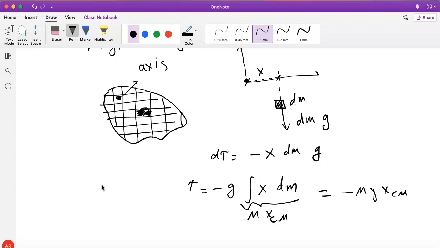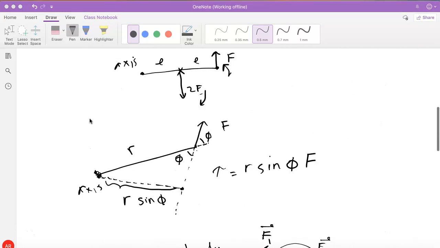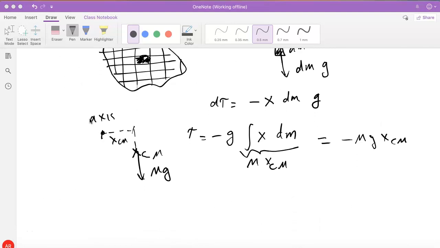Because the center of mass is, so this is the axis here, the center of mass is somewhere here. That length is x_cm. And then it's like you have a net force that's just mg acting at the center of mass. All right, so now we have defined torque. If we know the forces and where they act, and we know where the axis is, we can find the net torque for a rigid body. We can also find the torque due to gravity, just due to the weight of the rigid body.